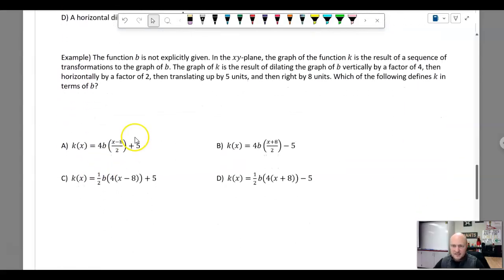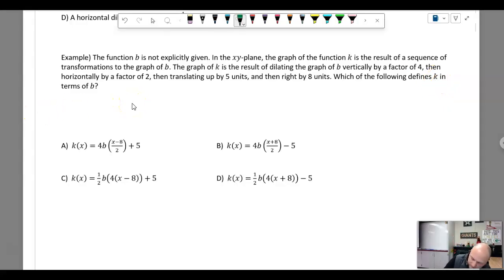All right. Next example. The function b is not explicitly given. In the xy plane, the graph of the function k is a result of a sequence of transformations to the graph of b. The graph of k is a result of dilating the graph of b vertically by 4, horizontally by 2, translating up by 5, and then right by 8. Wow, a lot going on. Which of the following defines k in terms of b?